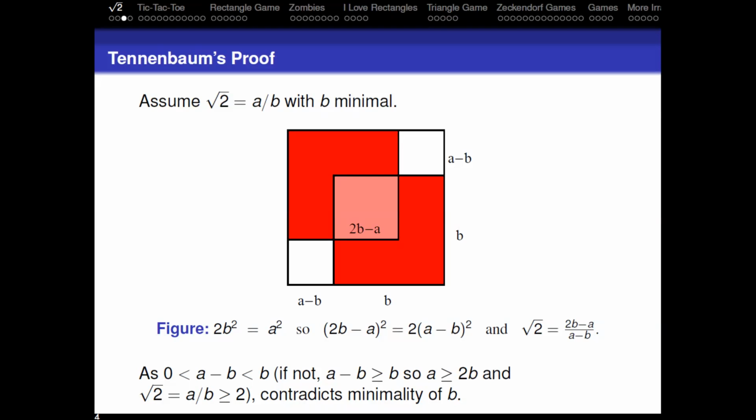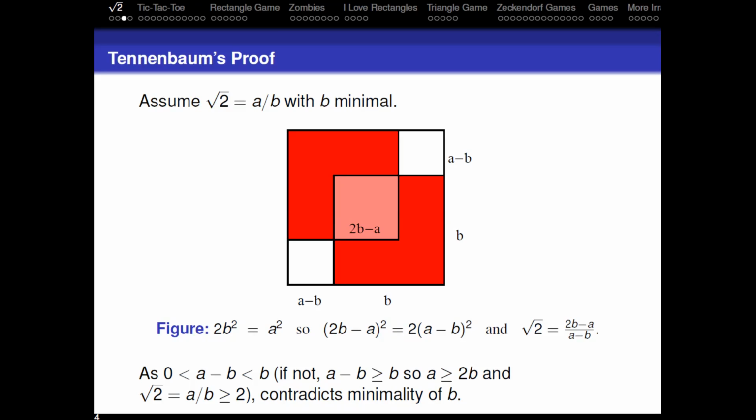So both of these are going to be proofs by contradiction. And a lot of the reason for doing this is to show all of you new proof methods. So we're assuming the square root of 2 is a over b, where b is the smallest of all possibles. So maybe there's more than one way to write the square root of 2 as a rational number. We can sort all of them, and we can look at the one that has the smallest denominator.